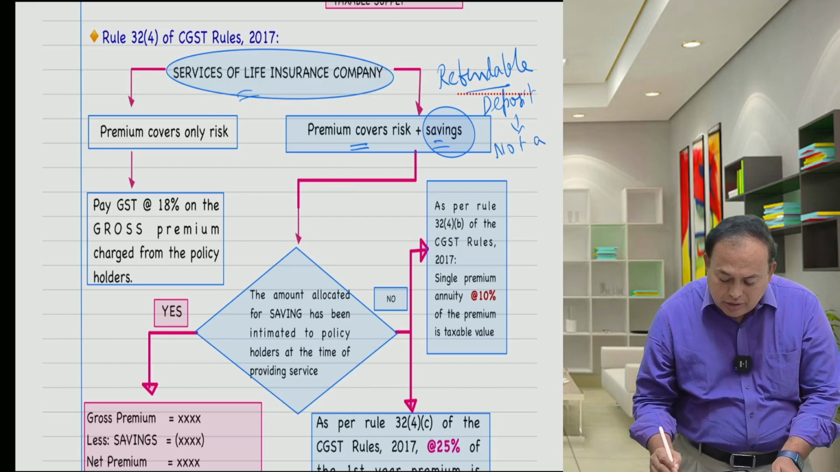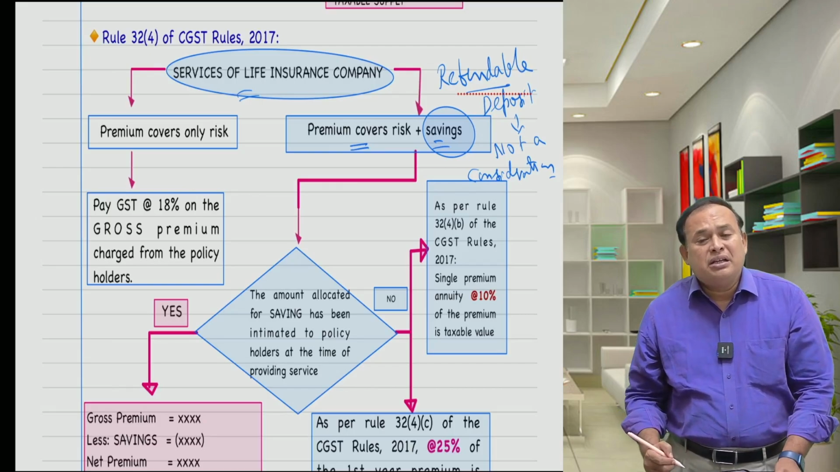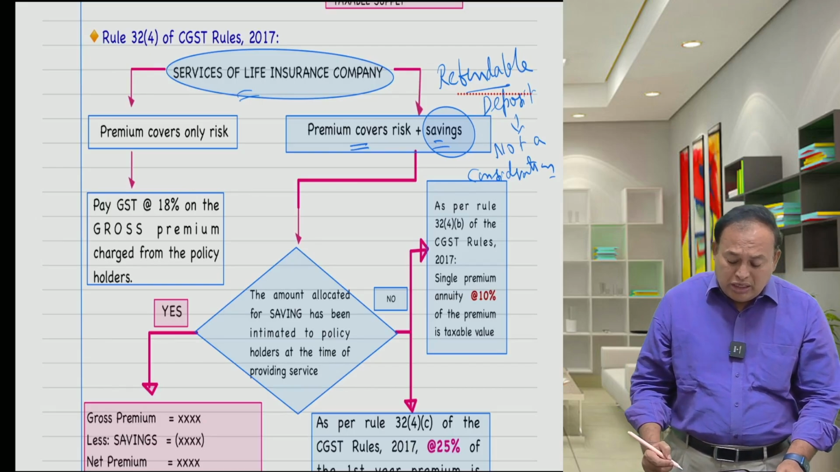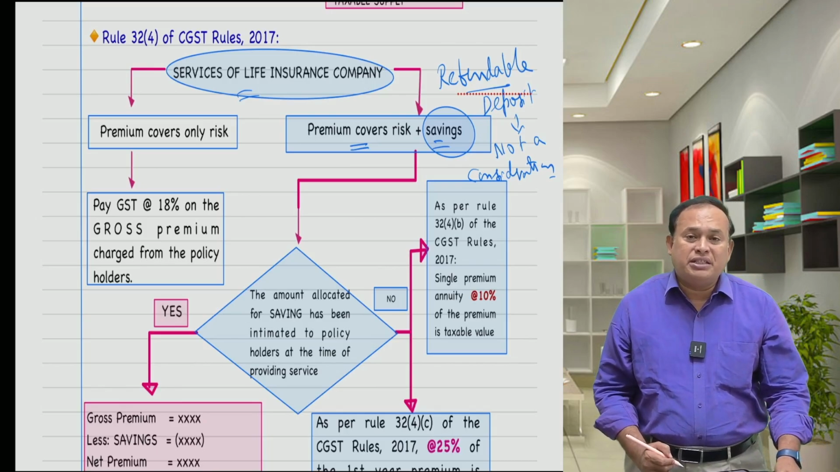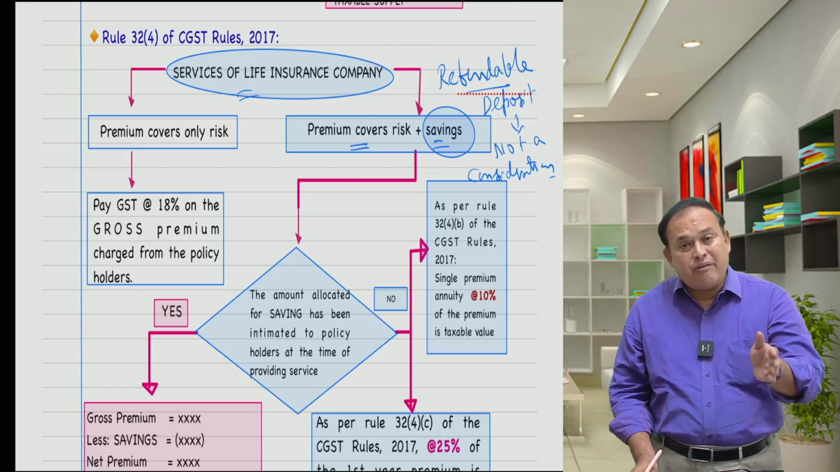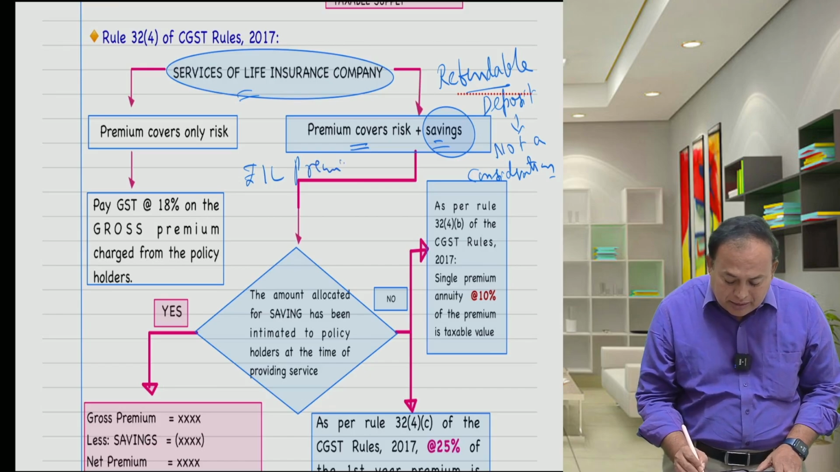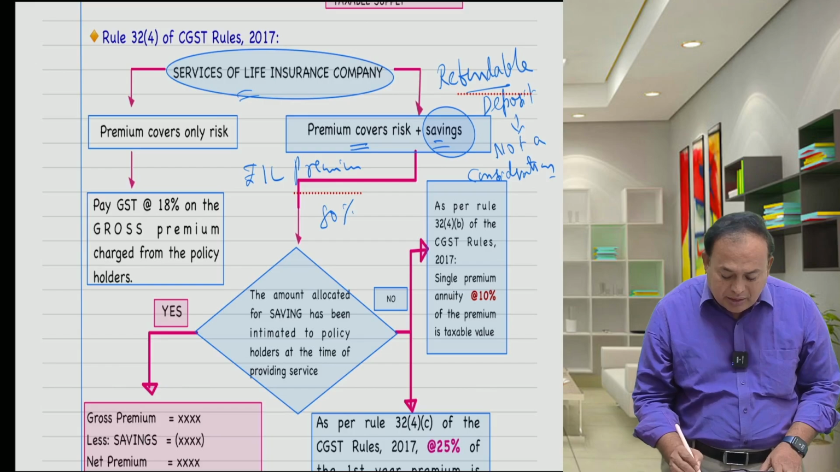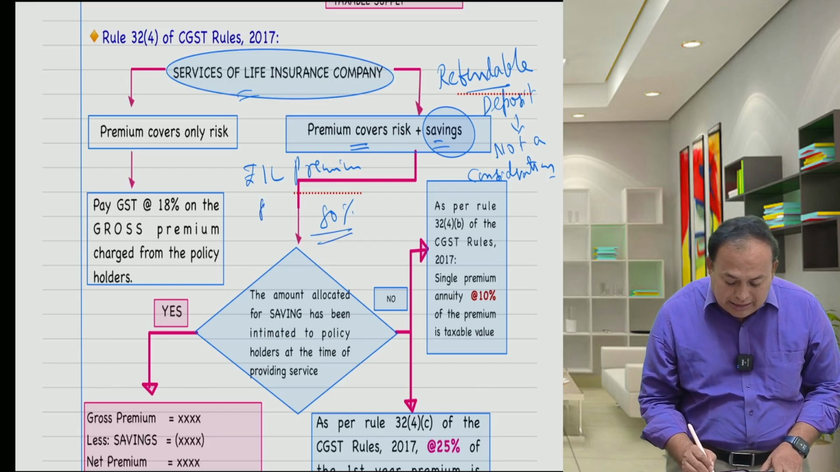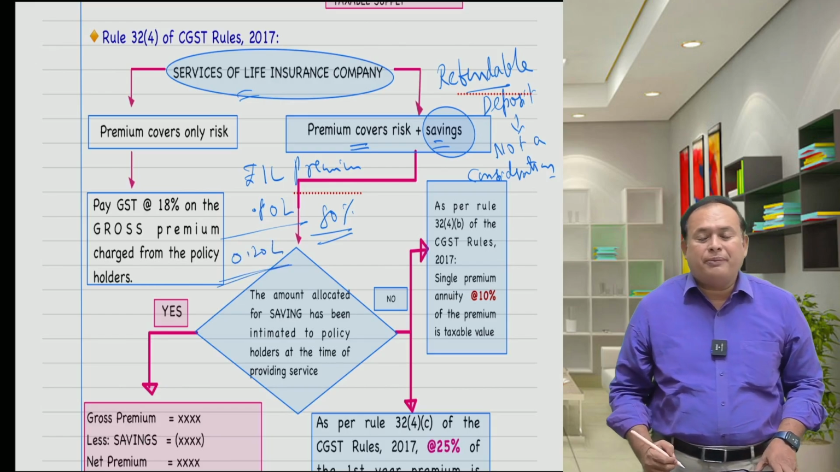Why not a consideration? Refer to the definition of the term consideration; a refundable deposit cannot be considered as consideration. In that case, what is not a consideration, we should not levy the GST. Now, in the case of insurance companies collecting the life insurance premium covering risk plus saving, let us say 1 lakh rupee premium collected. In that case, 80% is, for example, a refundable deposit, so 80,000 rupees. Deduct that, the balance 20,000 is a taxable supply.